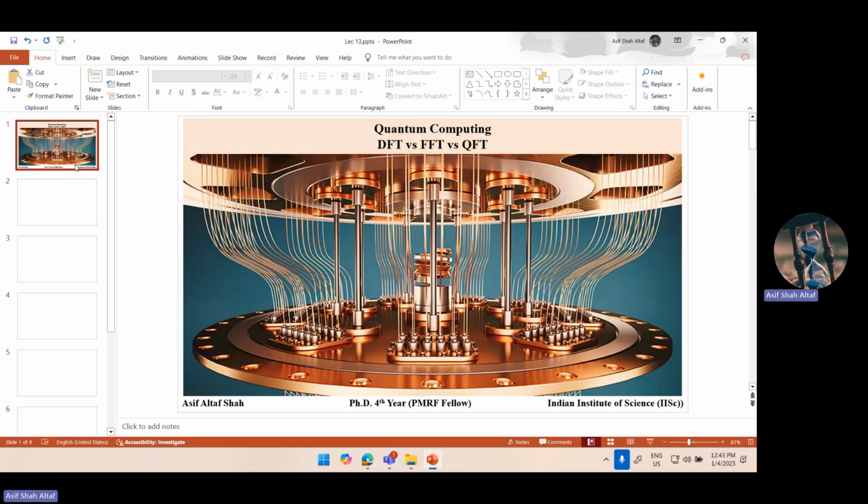Welcome to this lecture on Fourier transform. We will take a look at discrete Fourier transform, fast Fourier transform, and quantum Fourier transform, and we will see the differences between them. This will be an introductory talk. We will not be going into the applications of quantum Fourier transform or the other two. And the application part will be followed in the next lecture, likely.